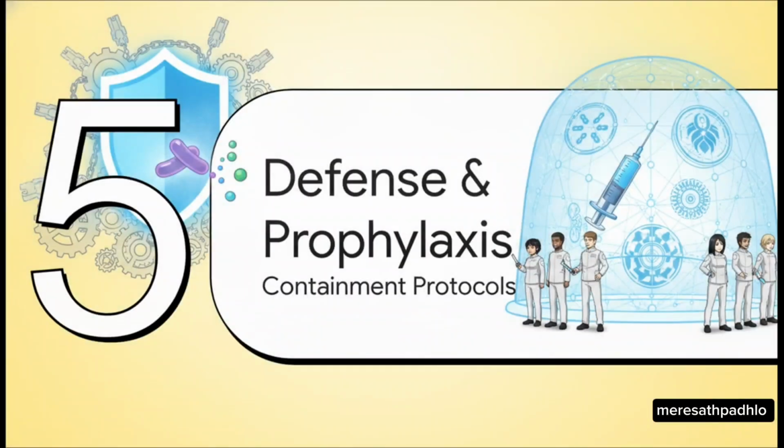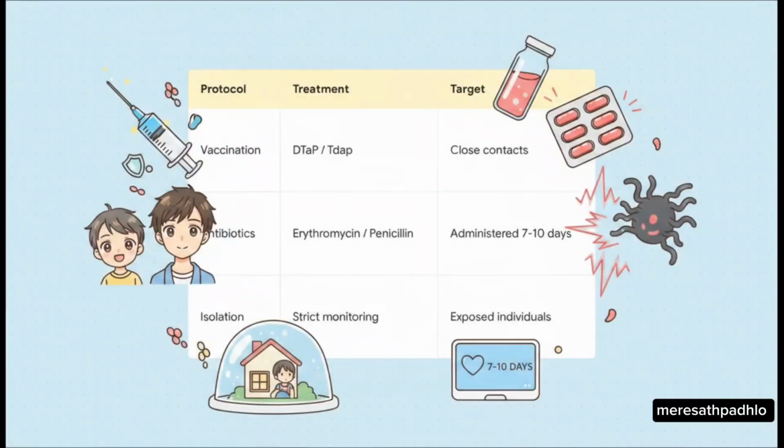Which leads us to our final section, Part 5, Defense and Prophylaxis. Once the threat is confirmed, containment is everything. The post-exposure defense strategy is a strict, three-pronged approach. First, you immediately boost immunity for close contacts with the DTaP or Tdap vaccine. Second, you launch a heavy counterattack with antibiotics, specifically erythromycin or penicillin, for about 7 to 10 days. And third, strict isolation and monitoring of anyone exposed.